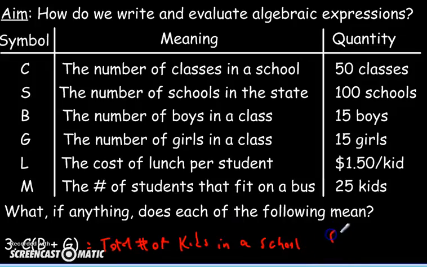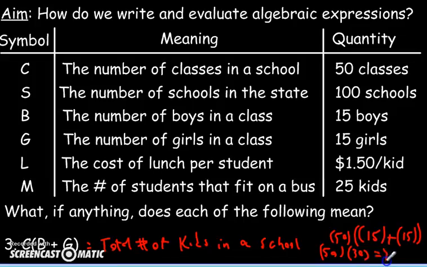Okay, so you can see these could be written as a single sentence, if it makes sense. So that's 50 times, and don't hesitate to use extra parentheses to make sure that everything comes out okay. The order of operations says we have to work inside the parentheses first. 15 plus 15 is 30. So that's going to be 50 times 30, which is equal to 1,500. So there are 1,500 kids in the school.